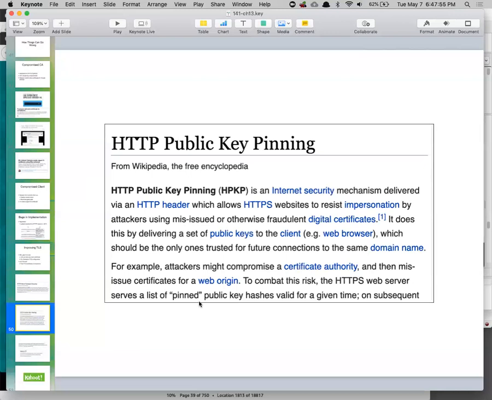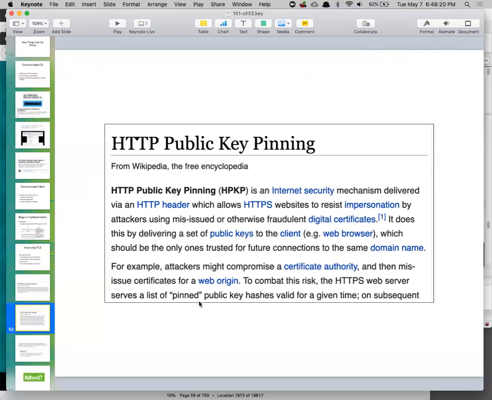But the problem is, what happens when you move to a different hosting provider or change your certificate? How do you tell all those clients that you're using a different key now? It's not that you're doing an attack. That turns out to be a huge problem. And that's the fundamental problem, is key distribution. And this turned out to be so hard, expensive, and complicated and difficult to manage in practice that Google gave up on it and said, oh, we changed our mind. Don't do public key pinning. This turns out to just create a disaster.